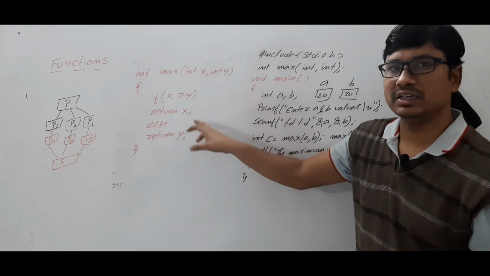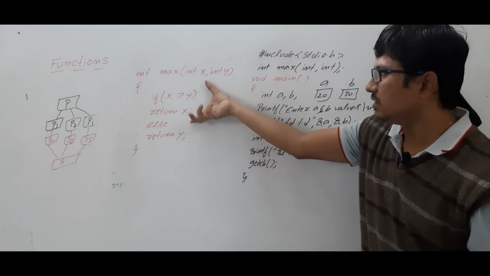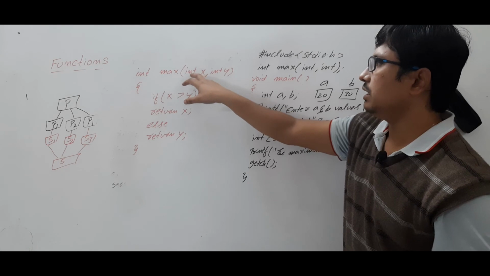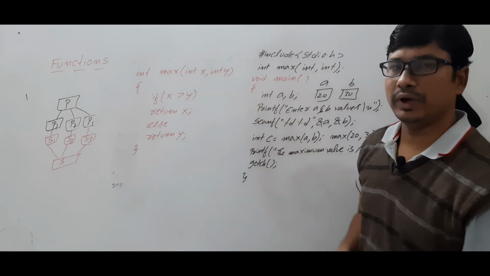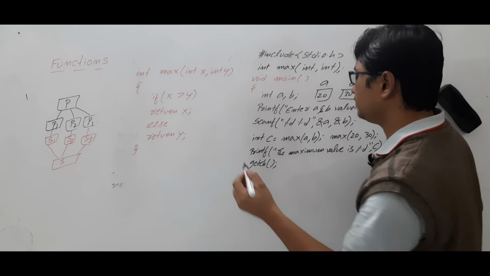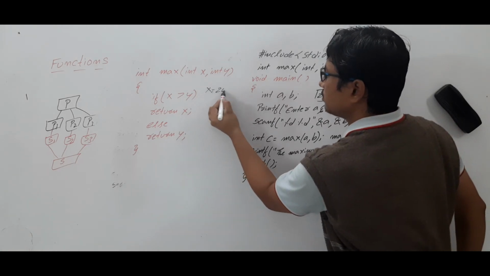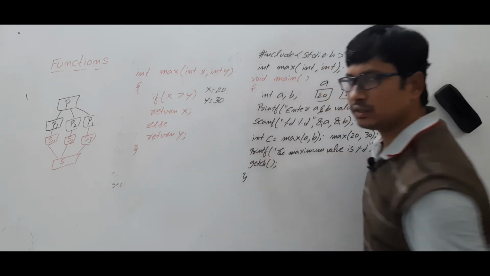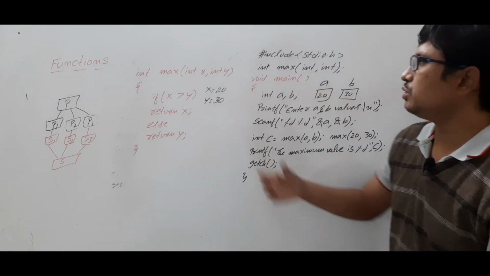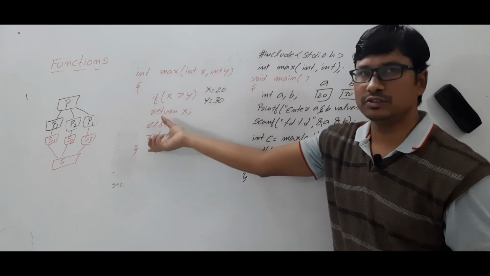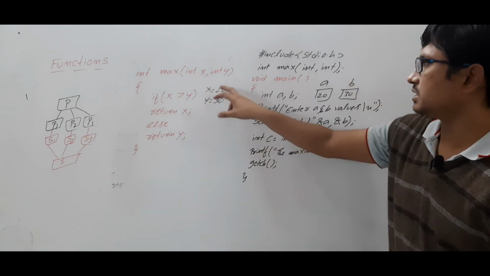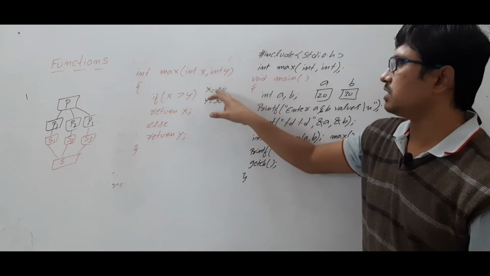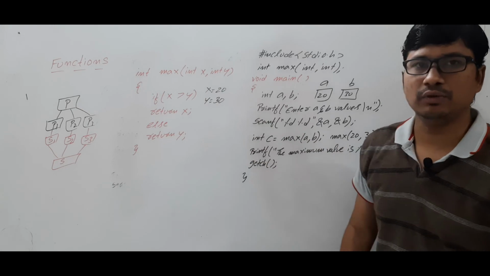Then it will look at the function definition. Where is the function definition? The function definition is here, after the main function. Now you have int x comma int y. So the value 20 will be assigned to the variable x, and the value 30 will be assigned to the variable y. So these two are the local variables for this function. Okay, are you able to understand? So here you are passing 20 and 30, then x will be assigned the value 20 and y will be assigned the value 30.